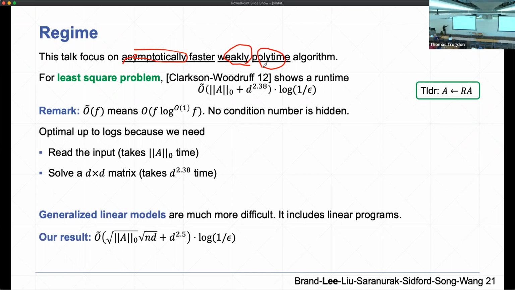Any question about the setting? Yeah, I don't have too many slides. Yeah, you see the offer is there. There are many people.